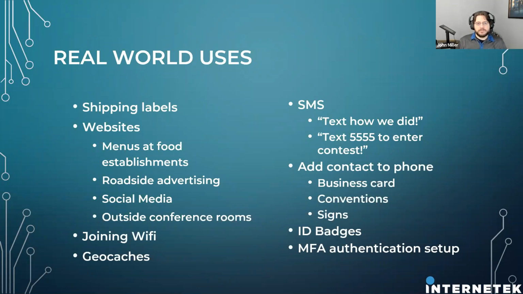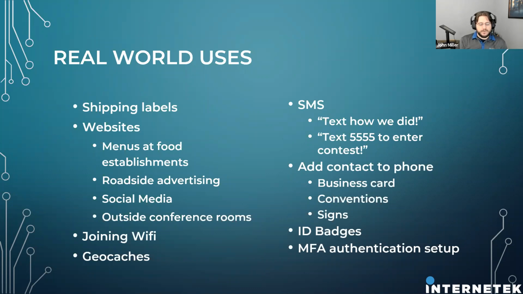You can add a contact to a phone, kind of like the vCard, or like you see in Outlook with the ICS files, and a few other types. So it's also great at conventions or for business cards. If you're at a convention, rather than exchanging business cards and having a stack of them at the end of the day, you can just use your phone and snap the QR code and it'll add that contact to your phone.